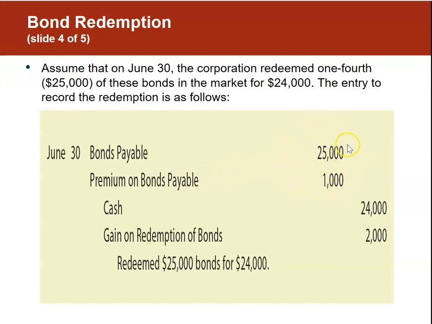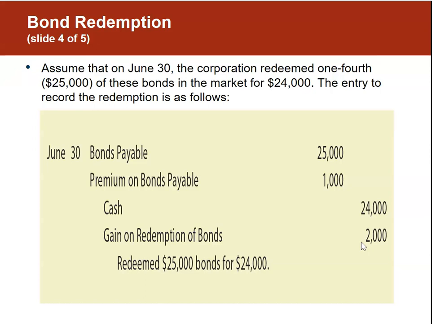This totals $26,000. The cash going out is $24,000. Well, $26,000 is not $24,000. So we got rid of a total liability and contra liability. Remember, premiums are added to the amount of the liability on the balance sheet for only $24,000. So we have a gain on redemption of bonds for the difference, which in this case is $2,000.